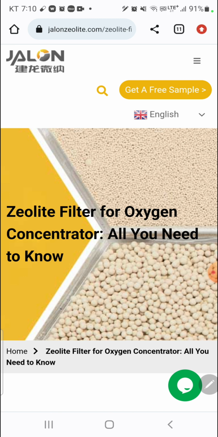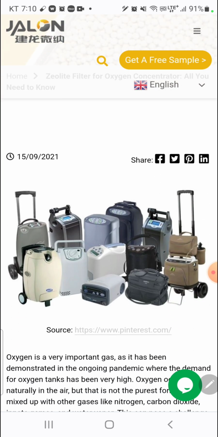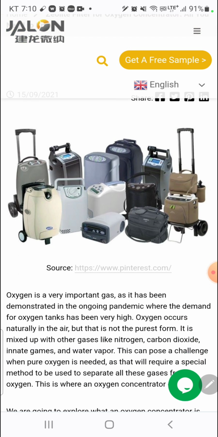So here we go. Jalan, zeolite filter for oxygen concentrator, all you need to know. So they have interesting products. They all look like a traveler's briefcase.